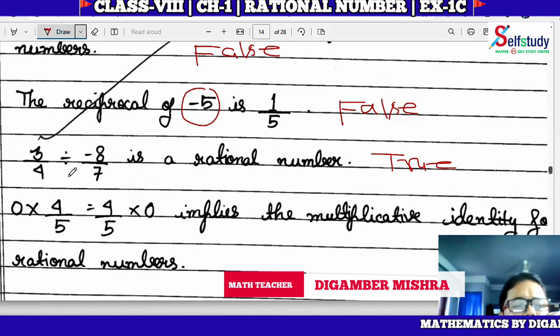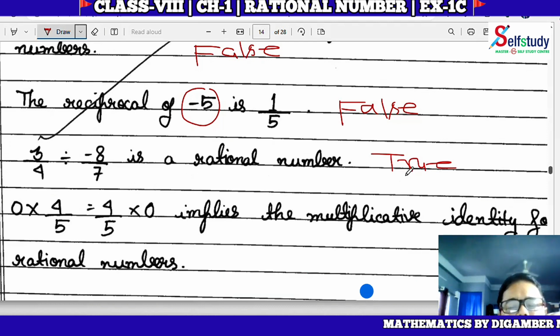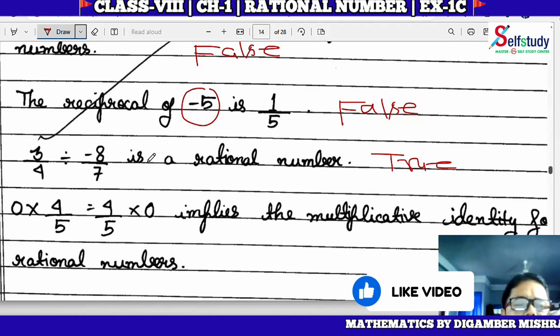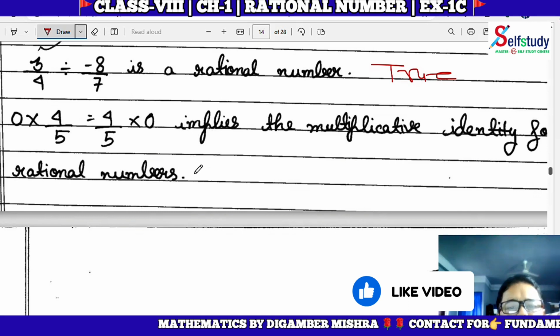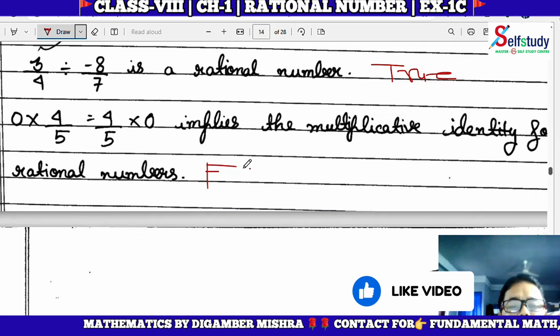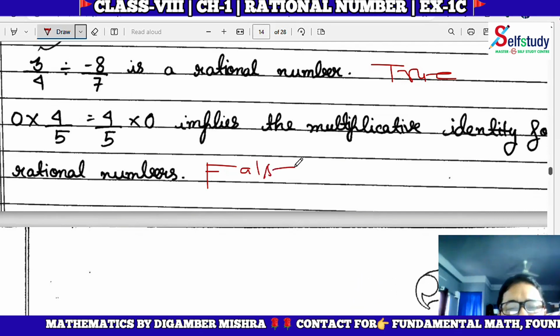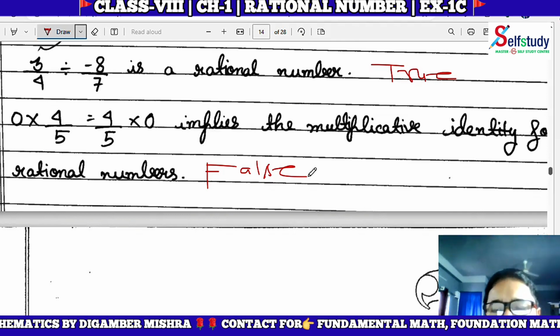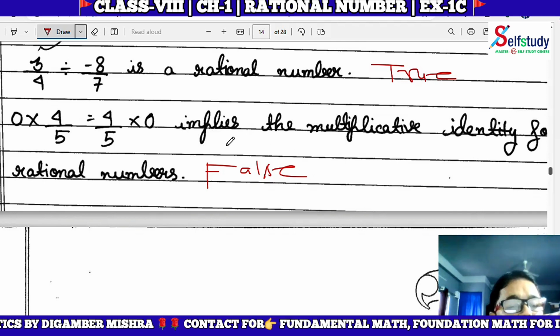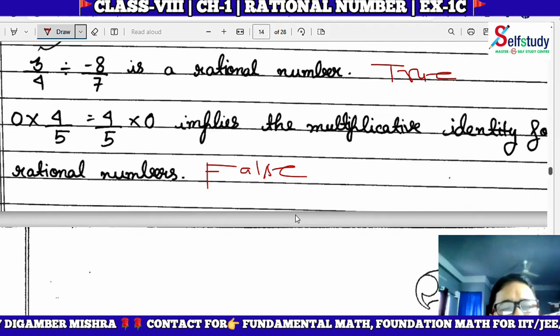3 upon 4 divided by -8 upon 7 is a rational number. This statement is true. If you simplify this, we know it will come out as a rational number only. 0 into 4 upon 5 is 4 by 5 into 0, implies the multiplicative identity of rational numbers. Let me tell you what the multiplicative identity is: that is 1. So this statement is also false. Any number multiplied by 1 is the same number, so 1 is the multiplicative identity, but here 0 is given. So this statement is false.